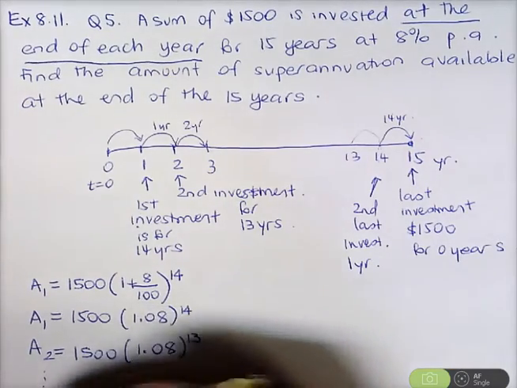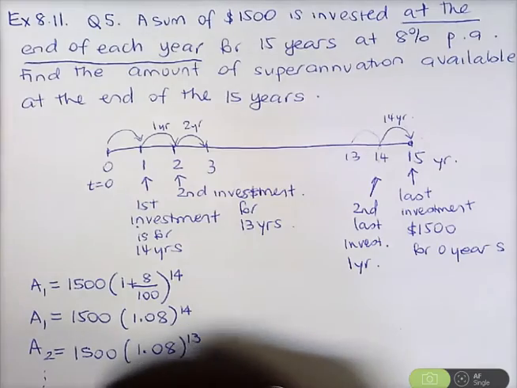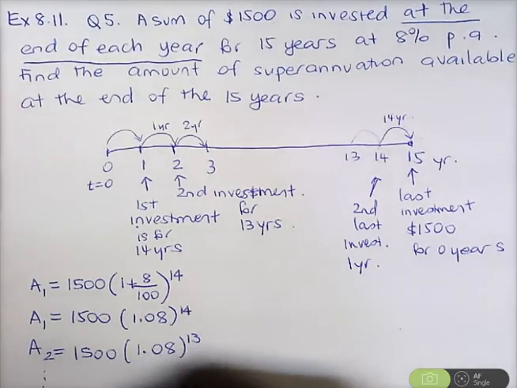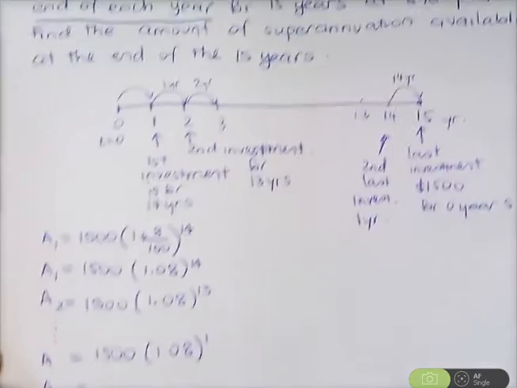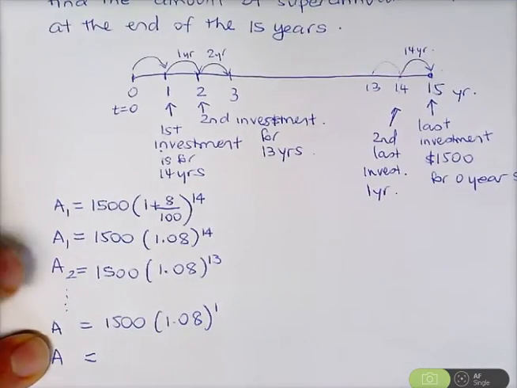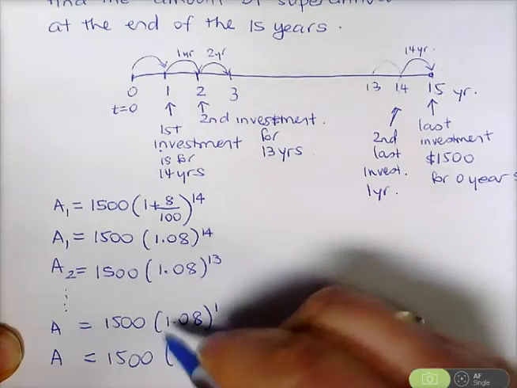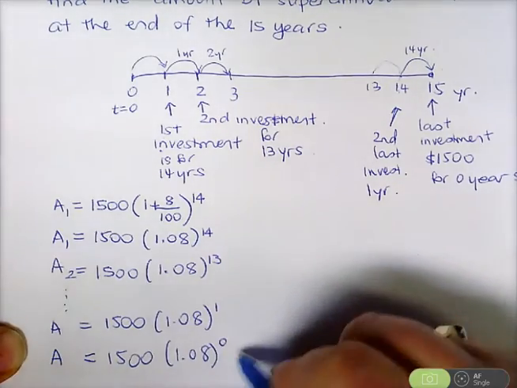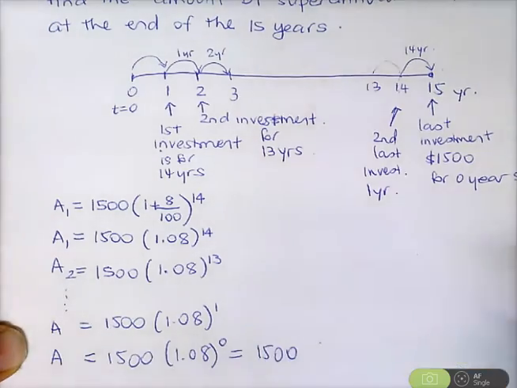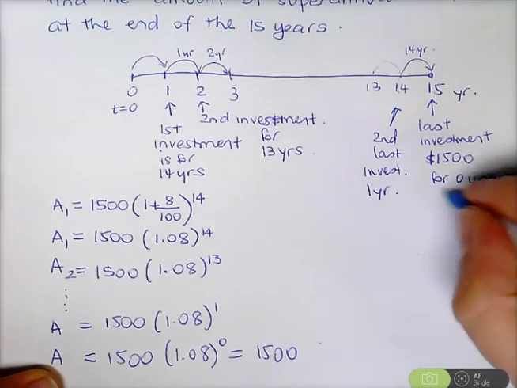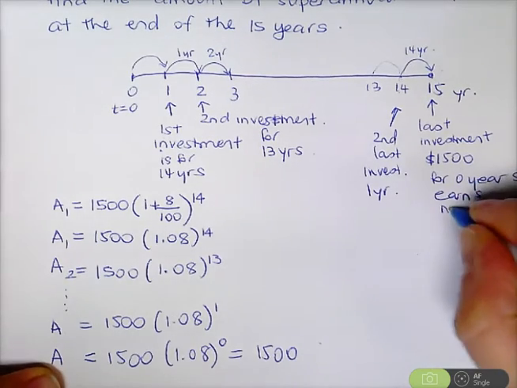So A is 1,500 × 1.08^1. And my final investment, now I'm purposefully not putting numbers here because we're going to work out what these are, is 1,500 × 1.08^0, which is just 1,500. So my last investment is invested for 0 years. It earns no interest.